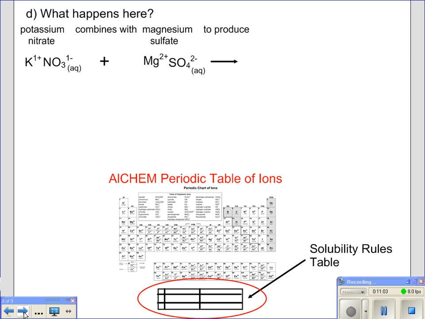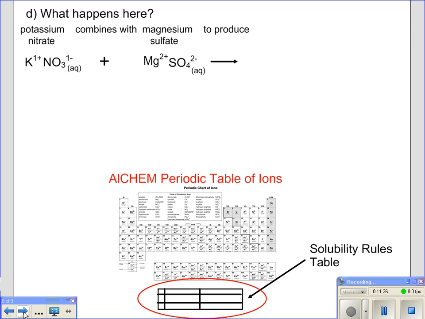So where is that? Well, if you take out your alkane periodic table of ions, you will find it at the very, very bottom underneath the lanthanides and the actinides. There's a table down there, and what we need to do is we need to learn how to use it to figure out whether what we create is a funky chunky or not. So let's use this example to show you how it works.